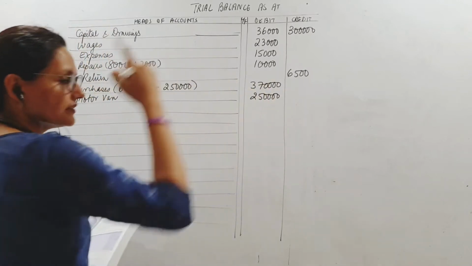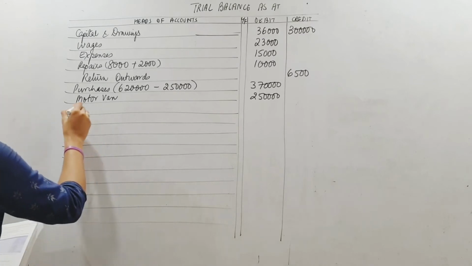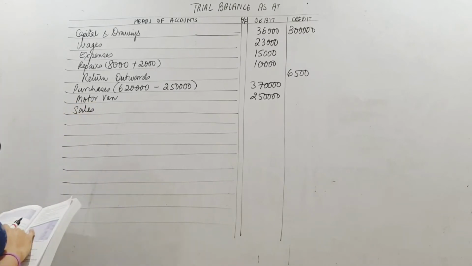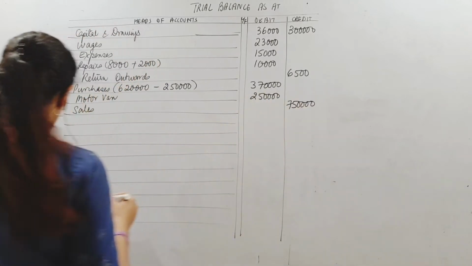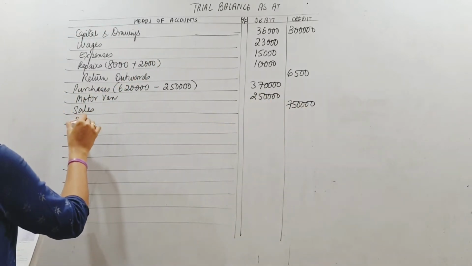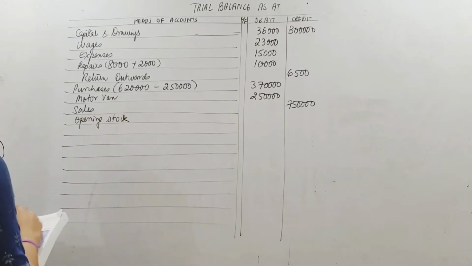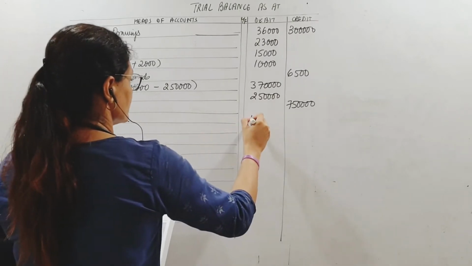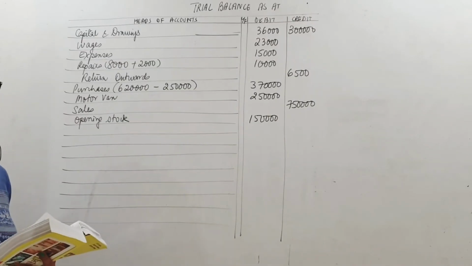This is an expense, this is an asset. That's the difference. We have sales. Sales income 7,50,000. Opening stock. Of course, we will take opening stock here because we have been given purchases. So opening stock gives us 1,50,000. It's an expense for us, not an asset.